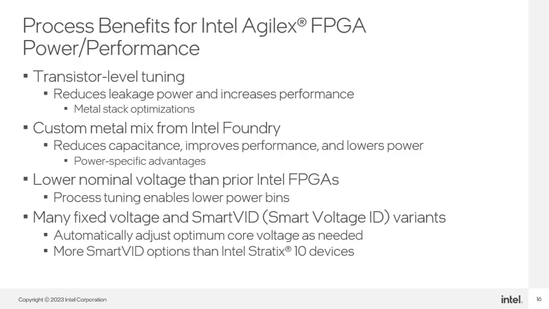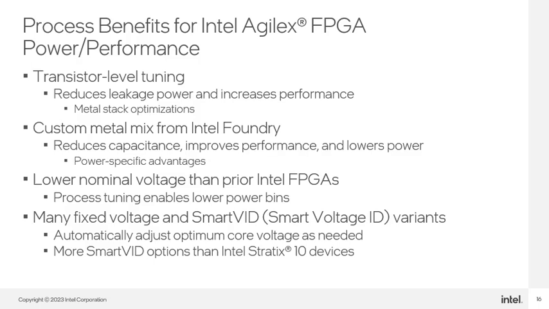Recall that in power calculations, such as the equation for dynamic power discussed earlier, power consumption is directly proportional to capacitance. So by reducing capacitance using this custom metal mix, the overall power consumption of the device is lowered. Intel Agilex devices use a 10 nanometer process technology. By moving to a smaller technology, the nominal voltage can be lowered, which lowers power. This, in conjunction with process tuning, enables lower power binning.